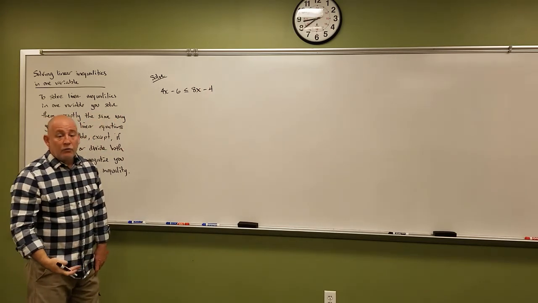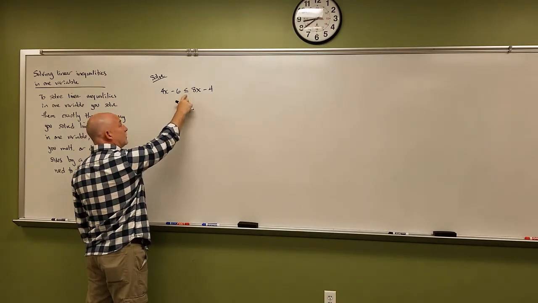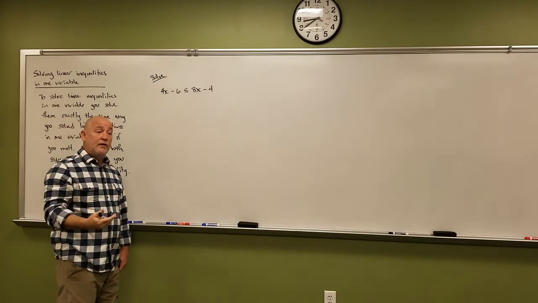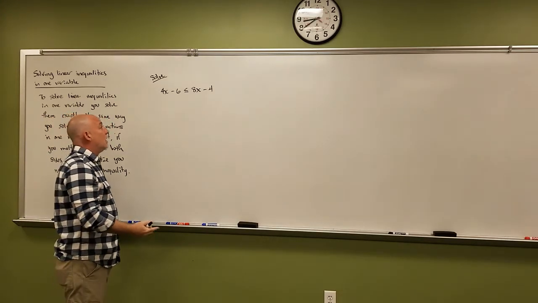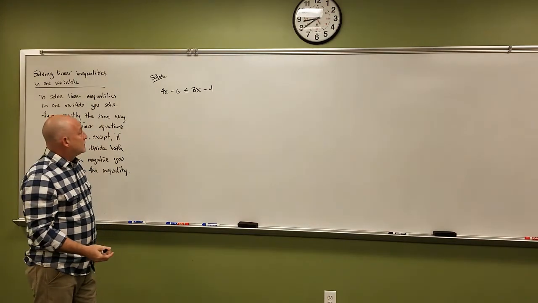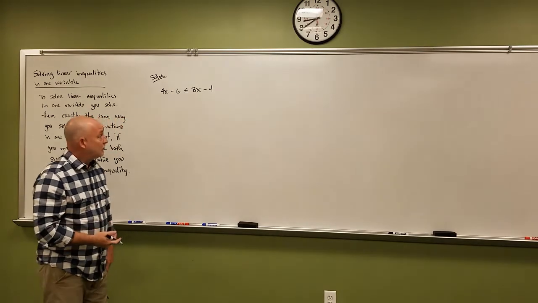All right, so like always, we want to classify this. This is a linear, because all of our variables are the first power. Inequality, because we have an inequality. So you say, well, I know how to do that. I'm just going to follow my steps for a linear equation. First step says clear grouping symbols. I don't have any. Next step says clear fractions or decimals. Don't have any, but you do it the same way if you did.